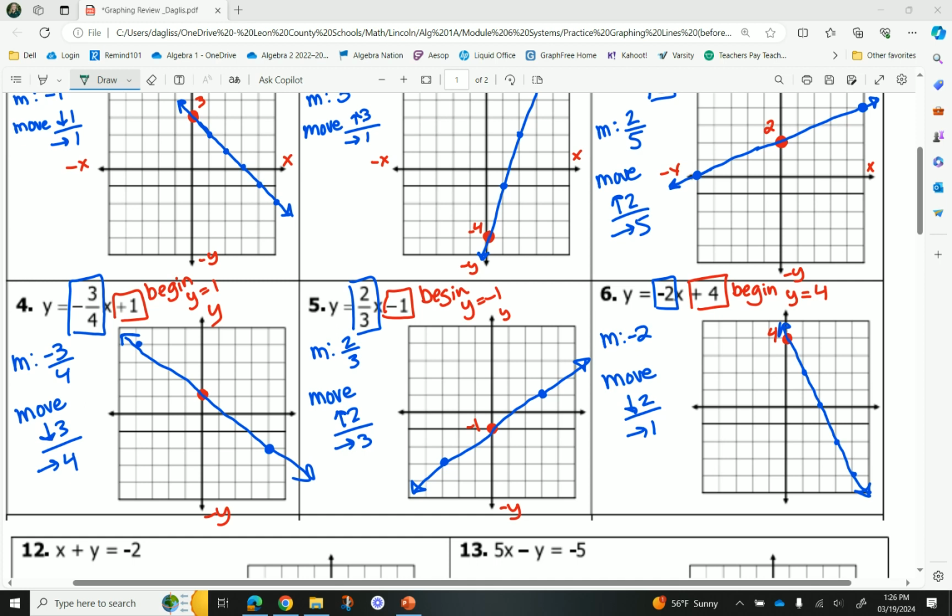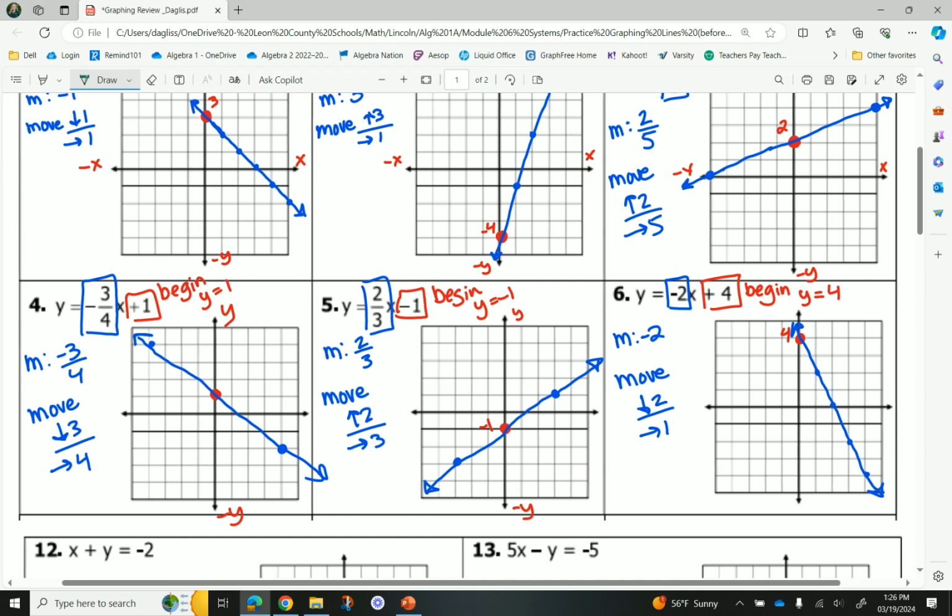The bottom 4, if you notice, X and Y are on the same side. Okay? So this is standard form. This is where I'm going to have to rewrite it and move some stuff to get Y by itself before I can do what I just did. Okay? So number 12 says X plus Y equals -2.